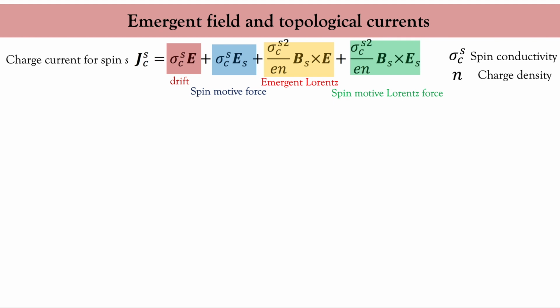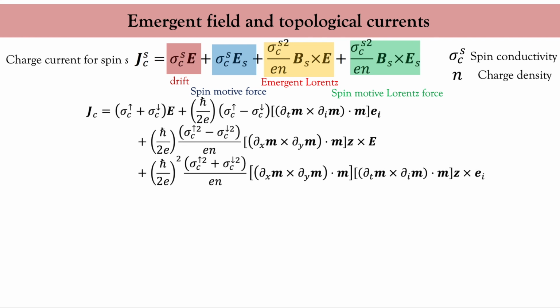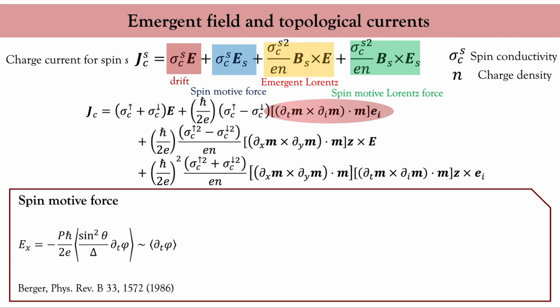Okay, so let's compute the total charge current that flows in the system. For transparency, I have written the explicit dependence of these different terms on the spatial and temporal gradient of the magnetization. So I have four terms. The first one is the usual Drude conductivity, so I won't talk about it. The second term is the charge current that is driven by the spin motive force. It is proportional to both the time and space derivative of the magnetization.